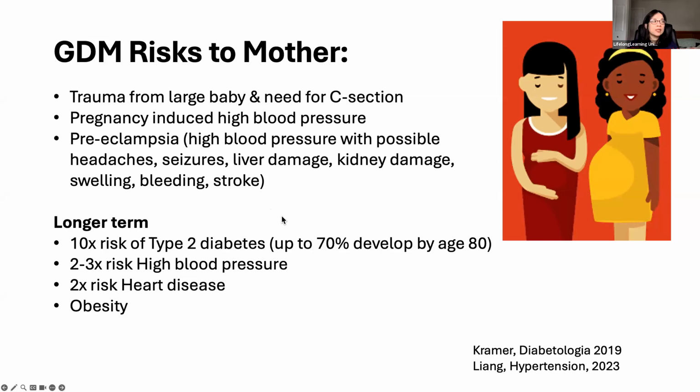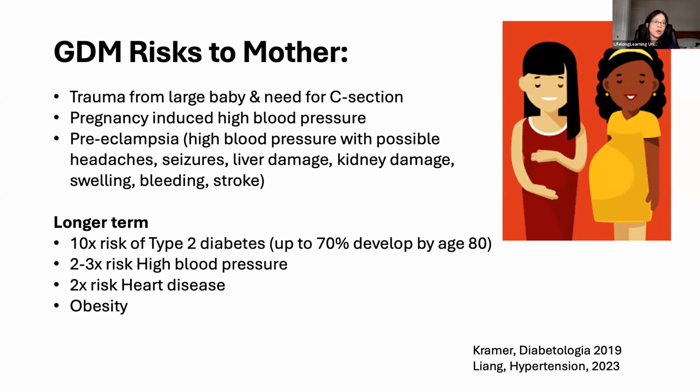And in severe cases, they can be at risk of something called preeclampsia and eclampsia, which is high blood pressure with multiple organ damage, including headaches, which can progress to seizures, liver damage, kidney damage, bleeding, and stroke. So it is a very serious condition that we want to make sure that women are being monitored for, and that we can do everything that we can to prevent this from happening.